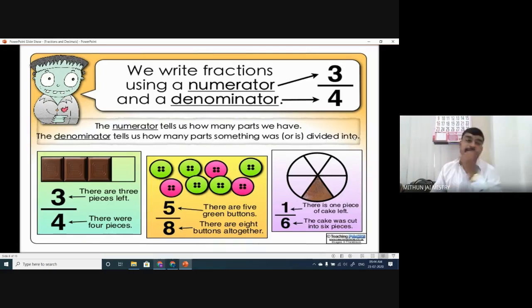Here you can see some chocolate. In total the chocolate has 4 pieces, 1, 2, 3, 4, and unfortunately 1 piece is missing.